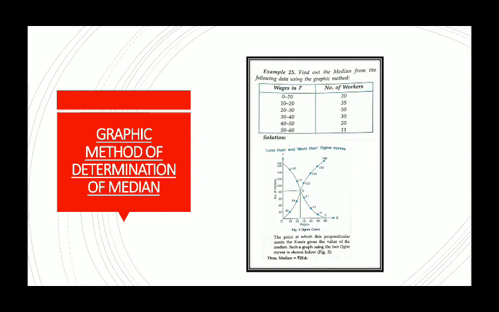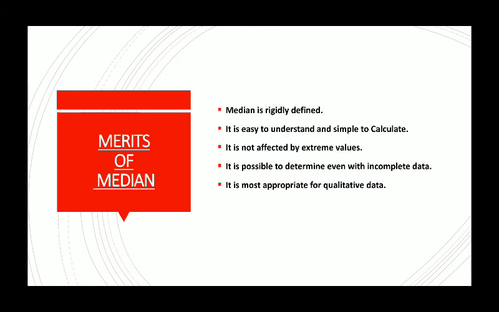So after completing the calculation, moving to the last part of median, which is merits and demerits. What are the merits? Merits is very simple. It is rigidly defined, easy to understand, simple to calculate. It is not affected by extreme values like mean, and it is possible to calculate median even if the data is incomplete, which is a demerit of mean.